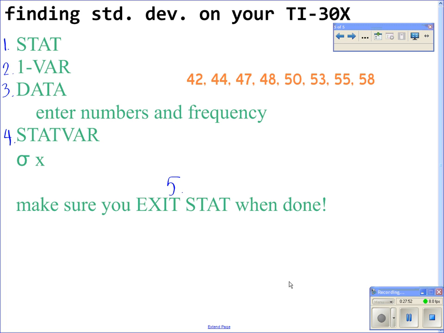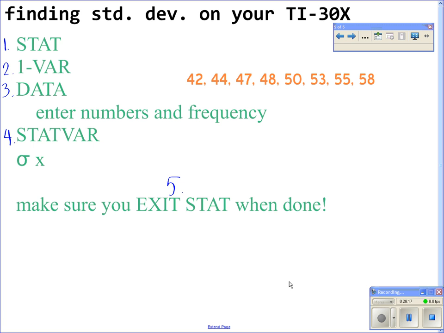Now, hugely important, you have to exit stat when you're done, which is above stat var. Okay? Otherwise, it's going to keep your numbers in there, and next time you go to put something in, it's going to still have those numbers in there. This will clear your numbers so that your next problem isn't messed up. So exit stat. It'll make sure that you want to, yes or no. You hit enter, and you're done.